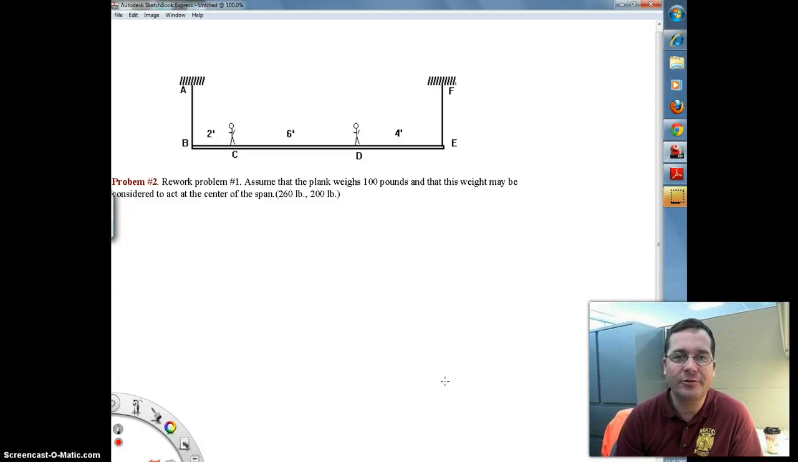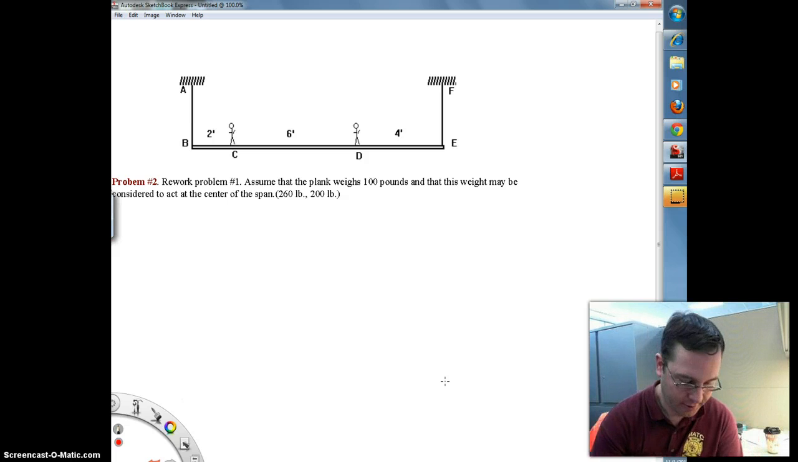Madison College Building Construction for the Fire Service, Week 5, Homework Problem 2. This problem is very similar to Homework Problem 1.